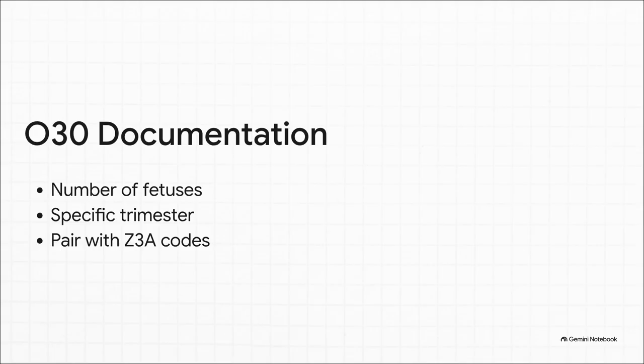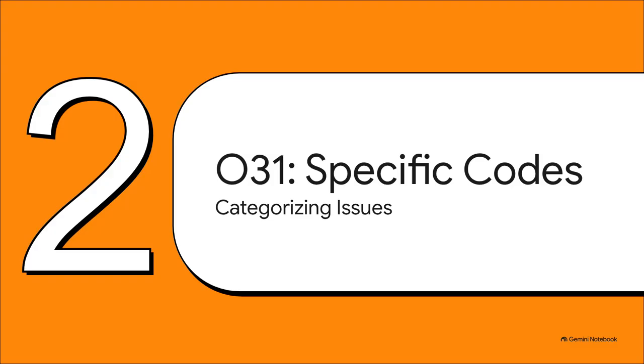And third, and listen, this is a totally critical rule for Chapter 15 across the board. You must always pair these O30 codes with the appropriate gestational age code from the Z3A series. If you've got an O30 code on your claim, you need a Z3A code sitting right there alongside it, like Z3A.34 for 34 weeks gestation. Okay, so that's the routine side.